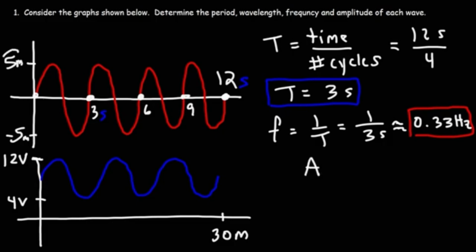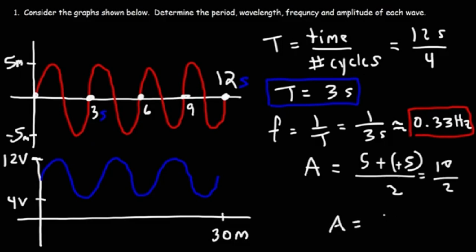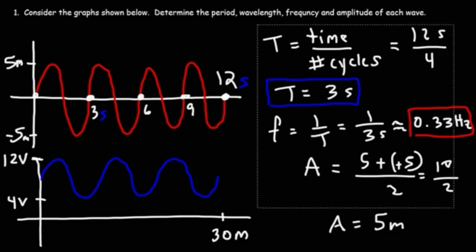The amplitude is basically this number, 5. Keep in mind, it's the top number minus the bottom number divided by 2. So it's 5 minus negative 5 divided by 2. So this becomes 5 plus 5, which is 10. 10 over 2 is 5. So in this case, the displacement amplitude is 5 meters. So that's all we could do for the first wave.